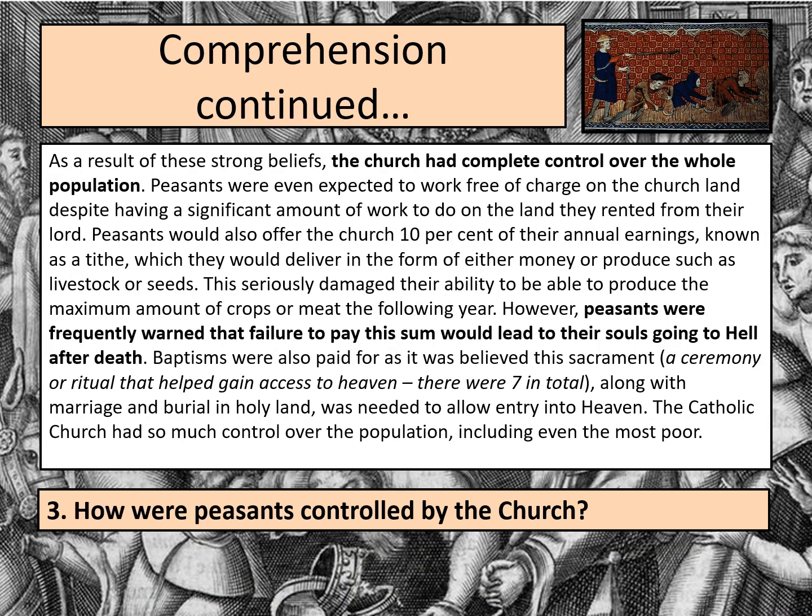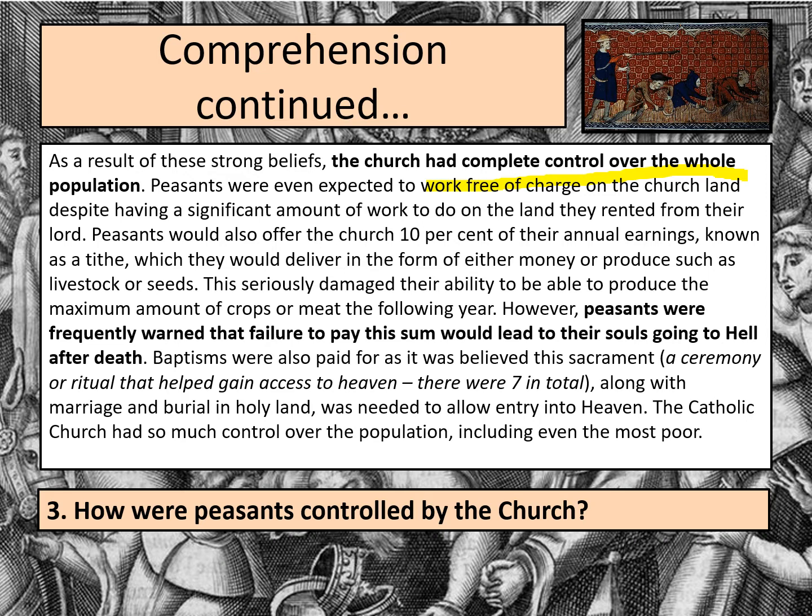Okay guys, so obviously the peasants were controlled by the church in lots of other ways. For example, it does mention at the top that the church generally had complete control over the whole population, but peasants in particular were expected to work free of charge on church land. And you've also got to think about the fact that they had a significant amount of work to do on the land they rented from their lord. So they were already having to do lots and lots of hours on the land for their lord. When it says their lord, that means their noblemen, they tend to work on their land. But then they've also got to work for free on church land as well. So that would have been really difficult in terms of the hours you'd have to work.